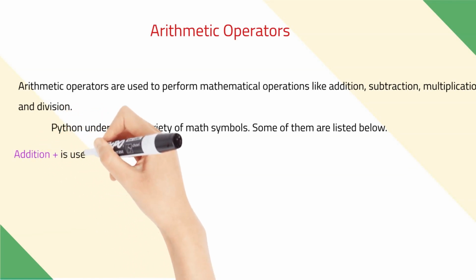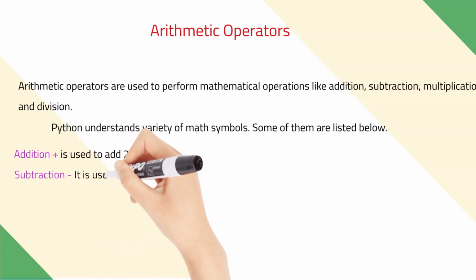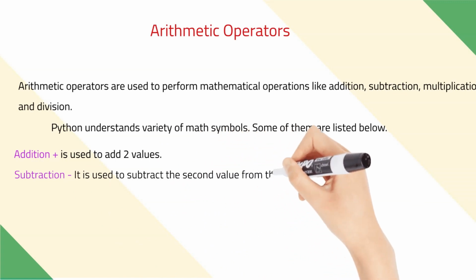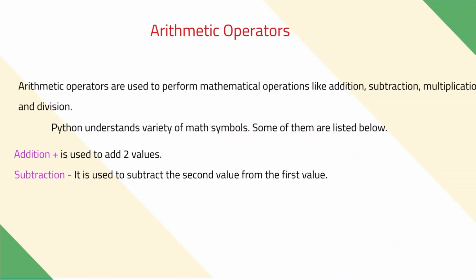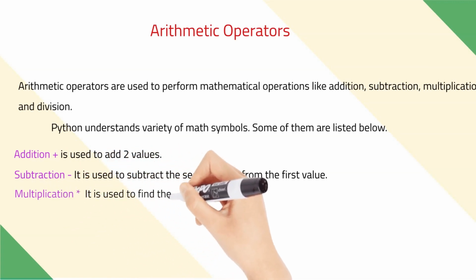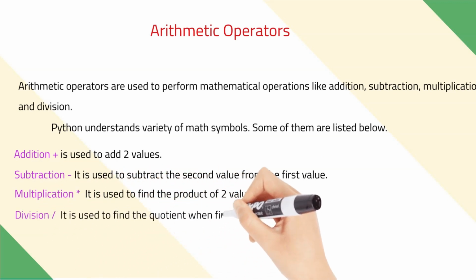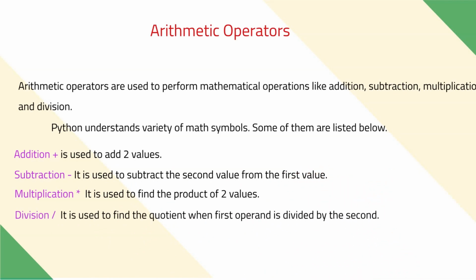Addition. It is used to add two or more values together. Subtraction. It is used to subtract the second value from the first value. Multiplication. It is used to find the product of two or more values together. Division. It is used to find the quotient when the first operand is divided by the second.